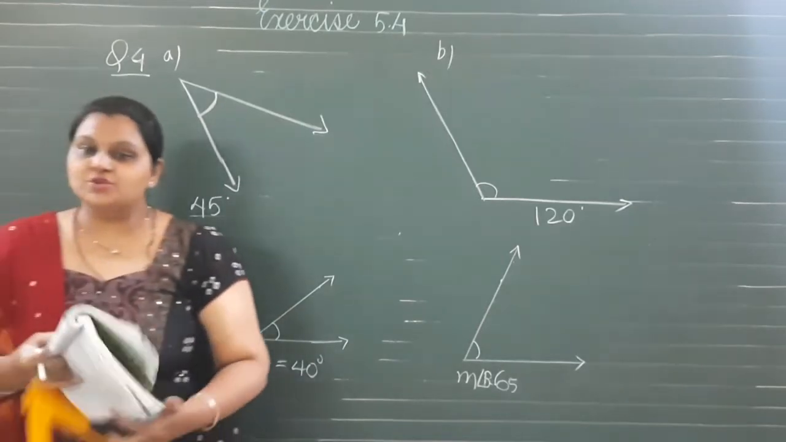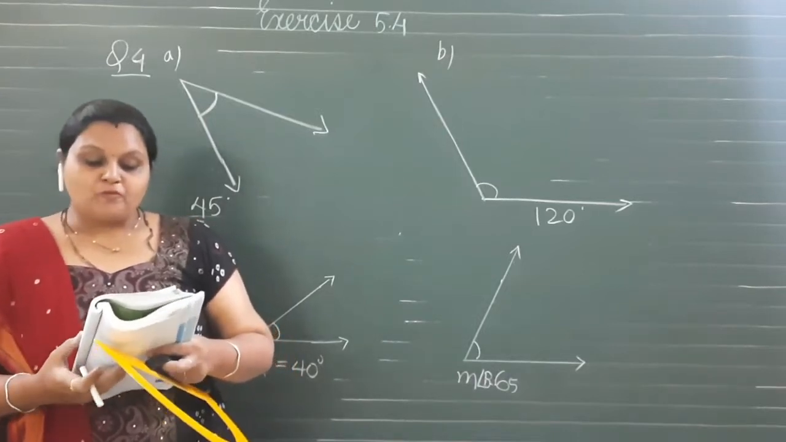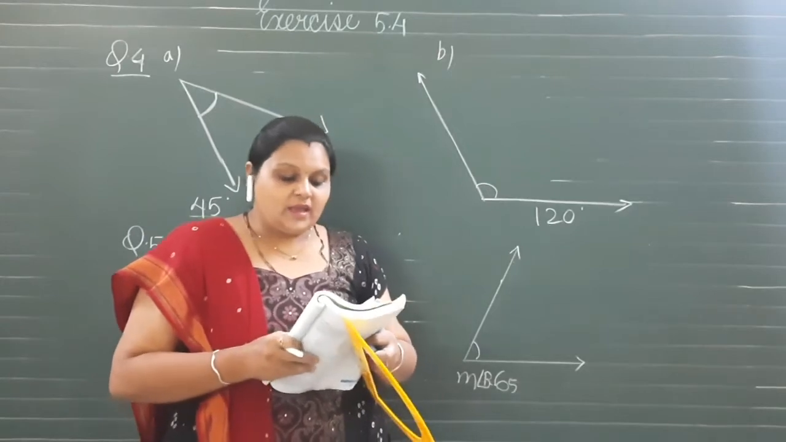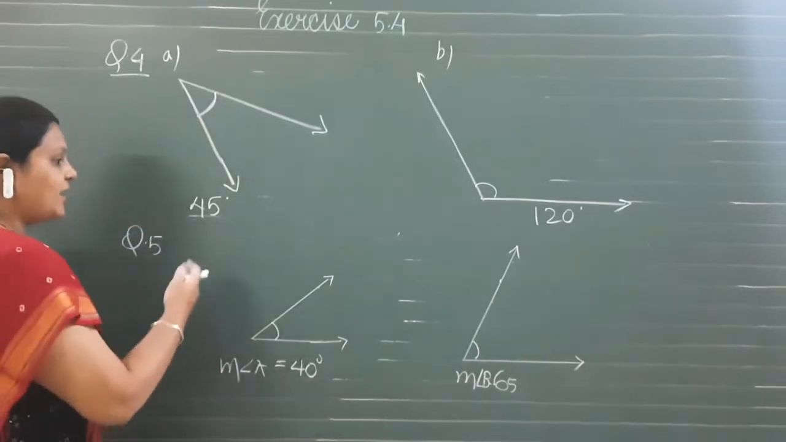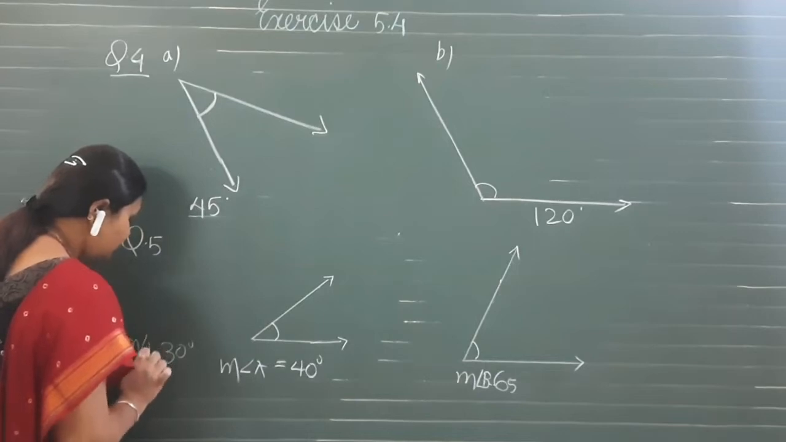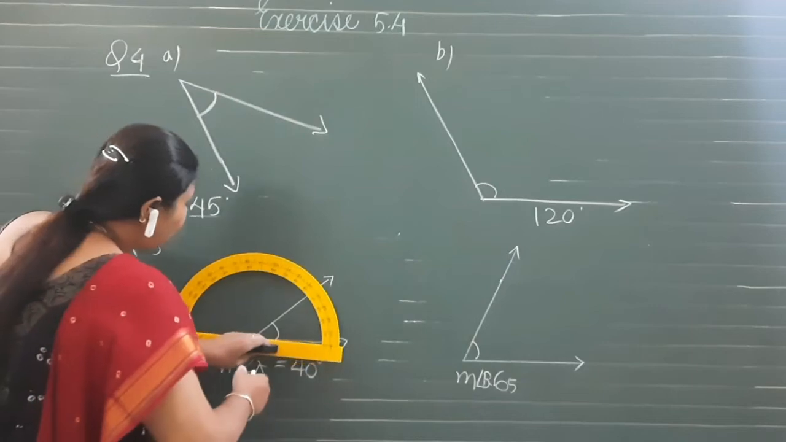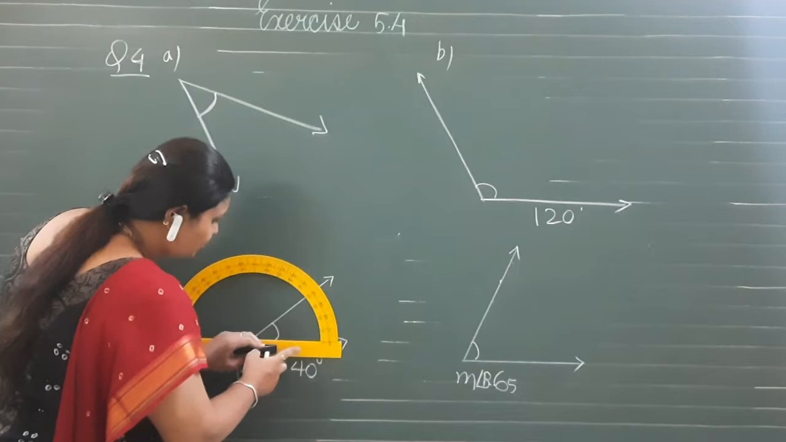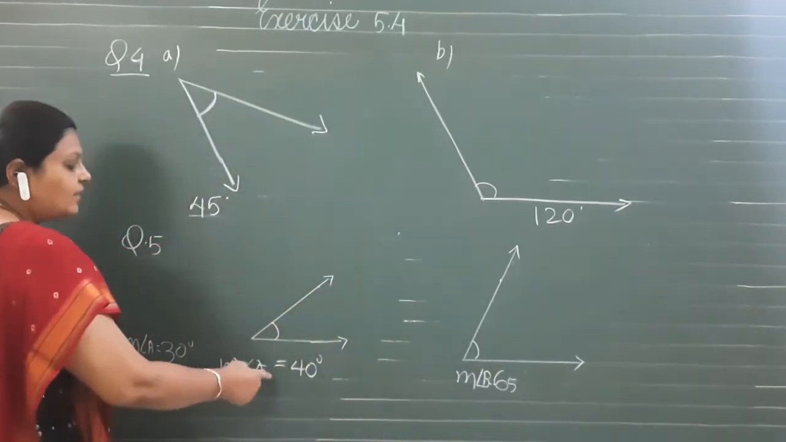Now let us see question number 5. Which angle has larger measure? First estimate and then measure. A angle should be 30 degree. Now let us measure. We'll keep the protractor on the vertex and we will measure. The line passes through 40. So the measure of angle A is 40.